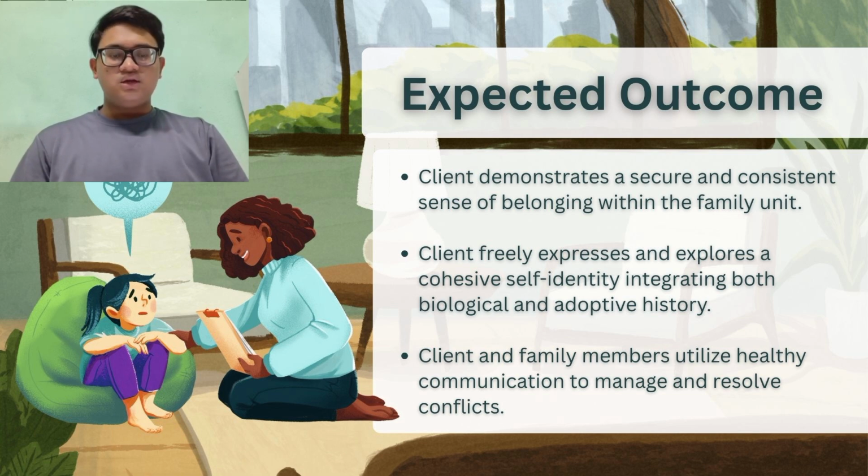Lastly, I will be presenting the expected outcomes regarding the client's problems. The first one is that the client demonstrates a secure and consistent sense of belonging within the family unit. The second one is that the client freely expresses and explores a cohesive self-identity, integrating both biological and adoptive history. The third one is that the client and family members utilize healthy communication to manage and resolve conflicts.